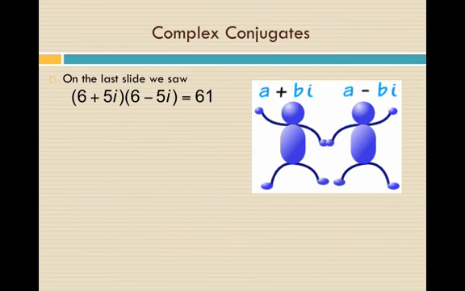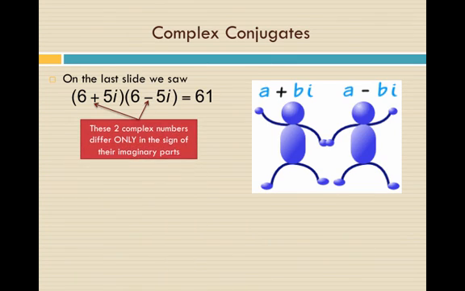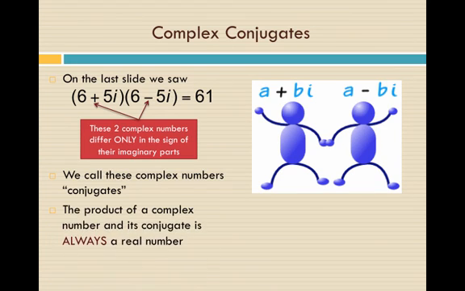So what's going on here? Take two complex numbers, multiply them together, we get 61. And the biggest key here, guys, is to notice that the only difference between these two complex numbers is the sign of the imaginary part. One complex number has plus 5i, the other one has minus 5i, right? That makes them complex conjugates. And this is going to happen anytime we multiply two complex conjugates. We'll always get a real number.